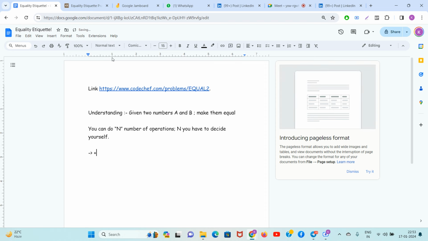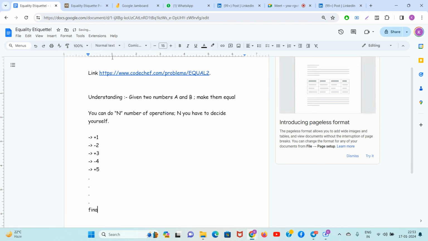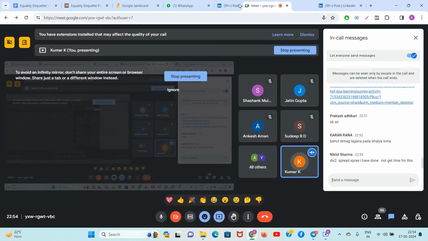In the first operation, you can do plus 1 to any number, A or B, you want. In the second operation, you have to do minus 2 to any number you want. In the third operation, you do plus 3. You can see that whenever the operation number is odd, you will do plus, and whenever it is even, you will do minus, like minus 4. Like this. You have to do these operations on either of the numbers A and B. Finally, A should become equal to B. Is the understanding of the problem clear?